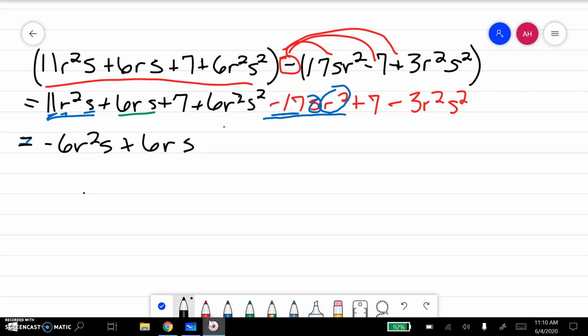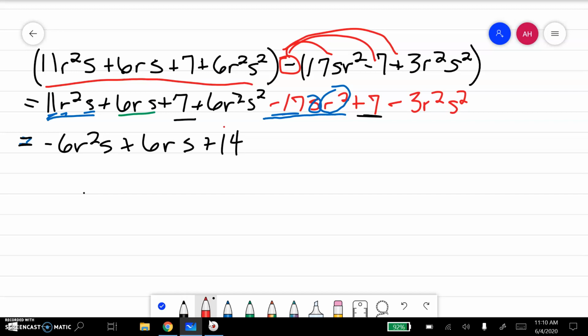And then if we go to the next one, we have 7. And if you look, that's just a number or constant. If you look, we have a 7 down here. So we add those together to get plus 14.